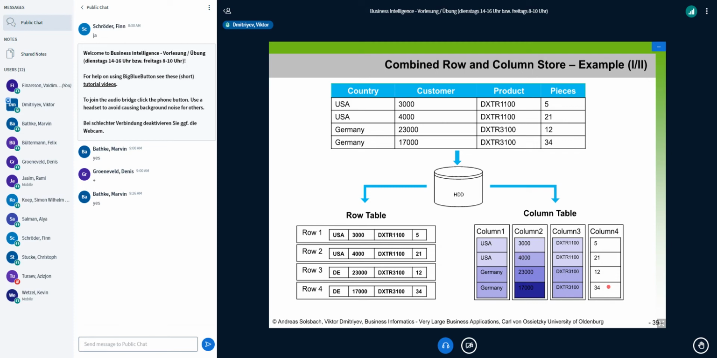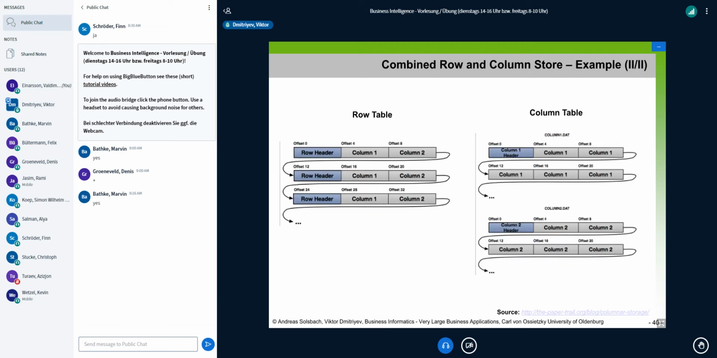But writing the data to such columns could be really a tough task. Let's move to the next slide. This is how it's organized on the disk. On the left side, you have row tables. So you put a row and you connect the row to the next row and so on and so forth. And in column tables, you put a column and then all the values that are related to this column put together.